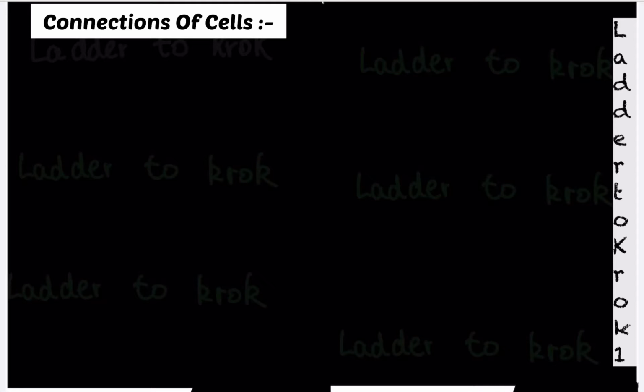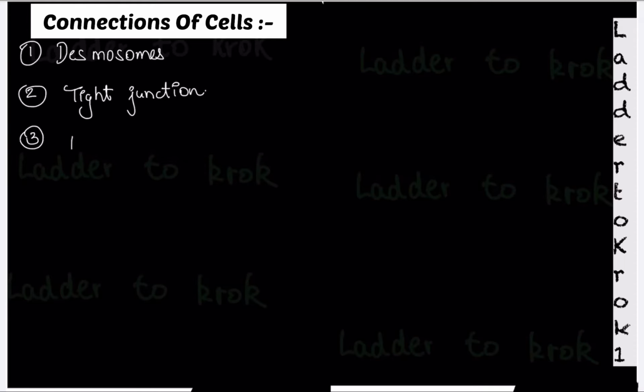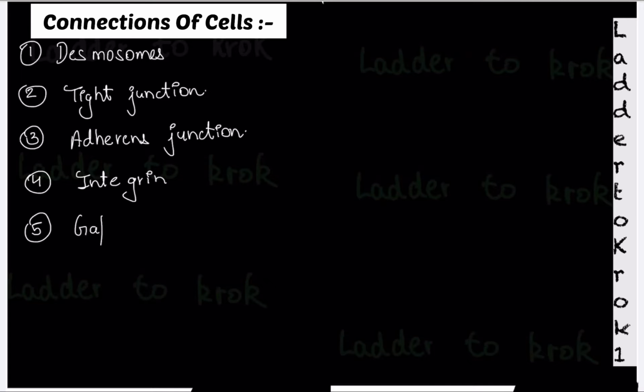Hello guys, now we are going to discuss cell to cell connections. How do cells connect with each other, or how do they communicate? In this cell to cell connection, the first one is desmosomes, second is tight junction, third one is adherens junction, the fourth one is integrin, and the fifth one is gap junction.